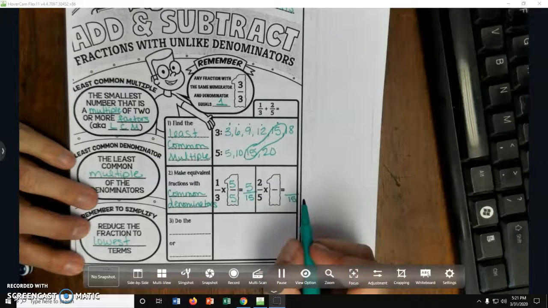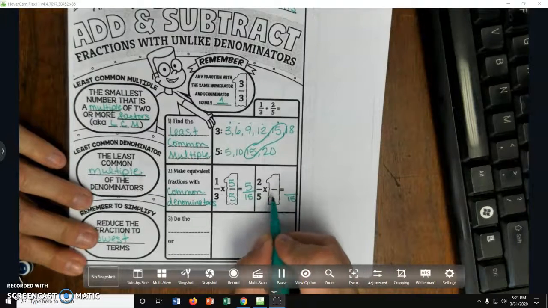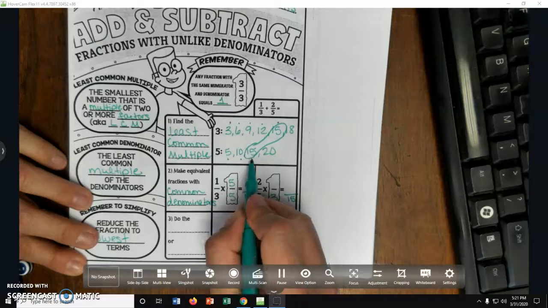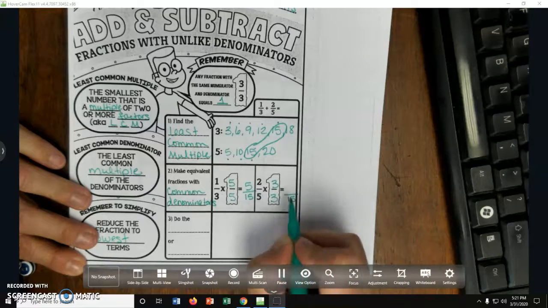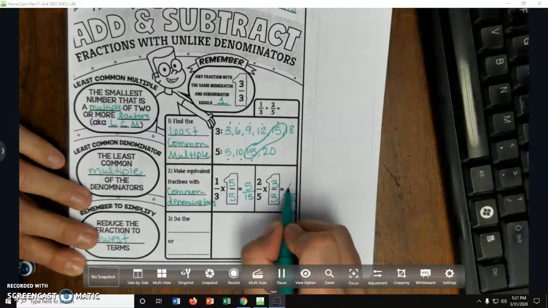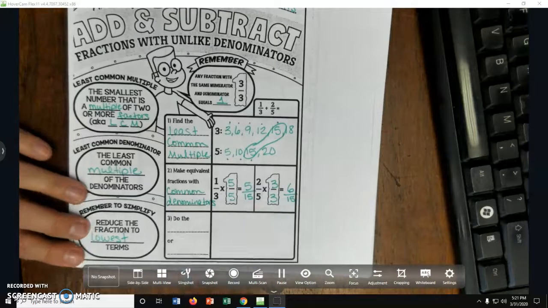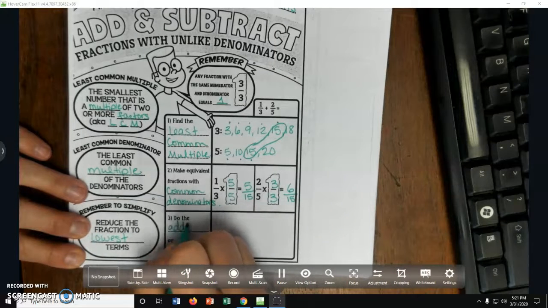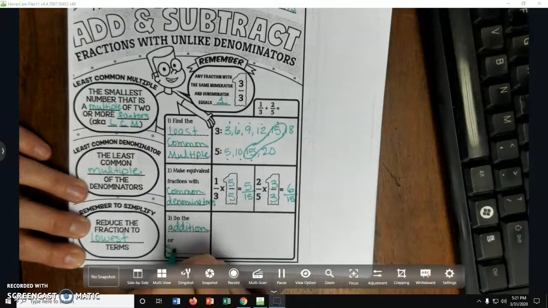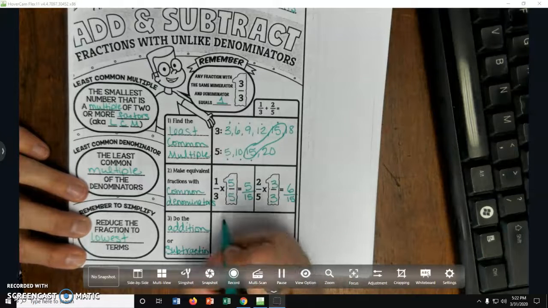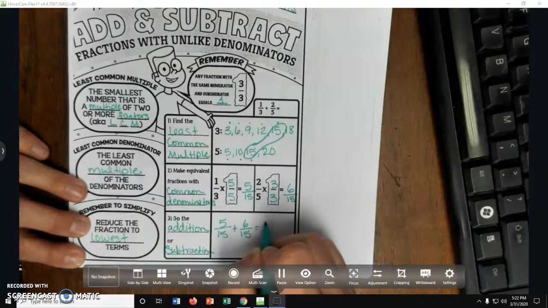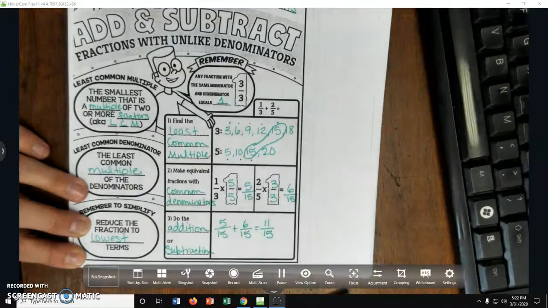Over here, what do I need to multiply 5 by to get to 15? Well, it's 3. It's the 3rd multiple of 5. So what I do to the bottom, I must do to the top. 2 times 3 is 6. Final step, we're going to do the addition or subtraction to find our answer. So this is now 5/15 plus 6/15 equals 11/15.